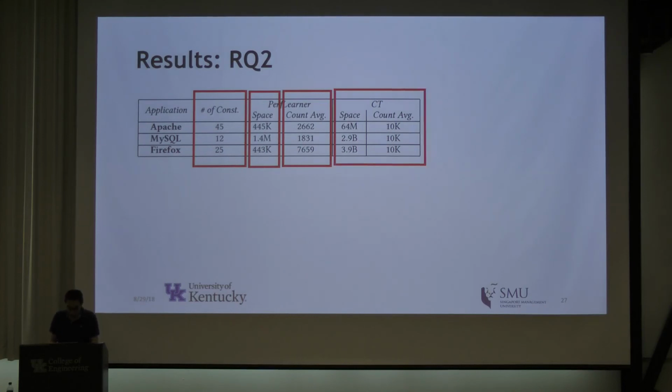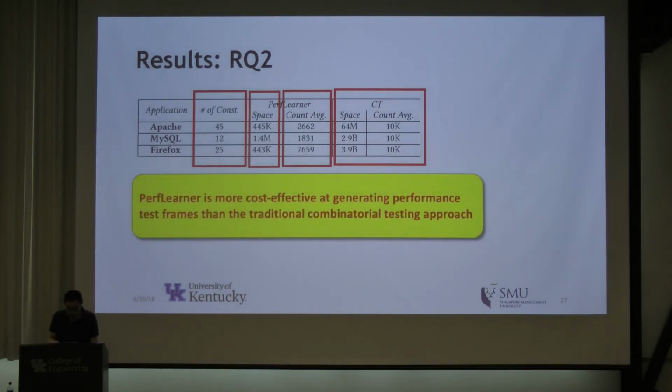As we can see, when we compare PerfLerner with the combinatorial testing method, both numbers are much lower. So this shows that PerfLerner is more cost-effective at generating performance test frames than the traditional combinatorial testing approach.